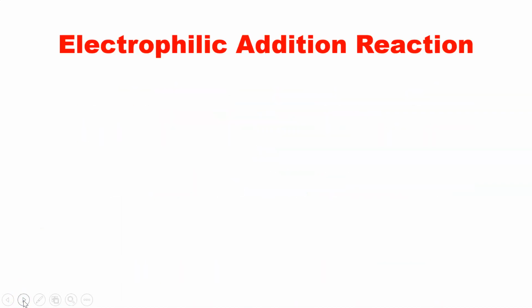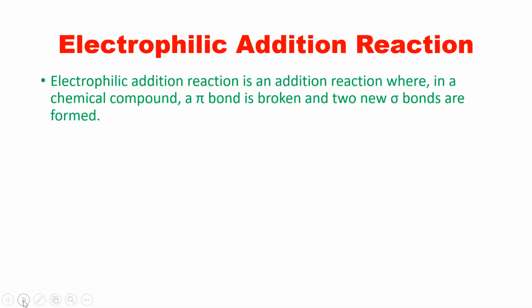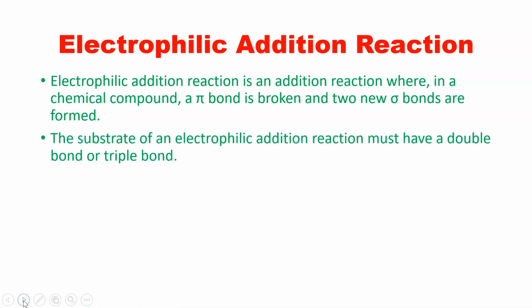To understand Markovnikov's rule, firstly you should understand electrophilic addition reaction. Markovnikov addition is an electrophilic addition reaction, and anti-Markovnikov addition is a free radical reaction. An electrophilic addition reaction is an addition reaction where, in a chemical compound, a pi bond is broken, two new sigma bonds are formed, and an electrophile is added.